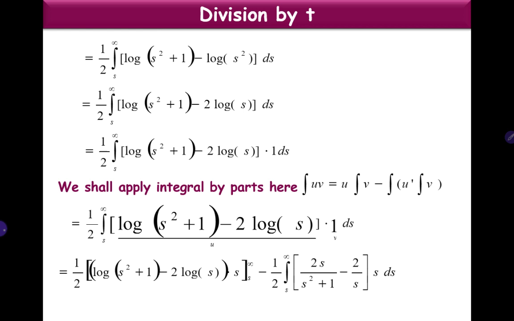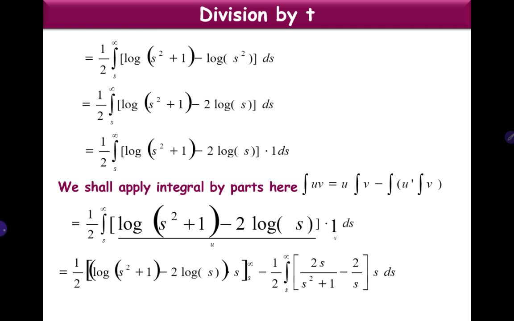minus 1 by 2 times integral of u dash, that is the derivative of log of (s square plus 1) minus 2 log s. The derivative of log of (s square plus 1) is 1 by (s square plus 1) into the derivative of s square plus 1, which is 2s, minus 2 into the derivative of log s, which is 1 by s, into integral v. Integral v is integral of 1, that is s, ds. So we applied this integration by parts here, taking this term as u and 1 as v.